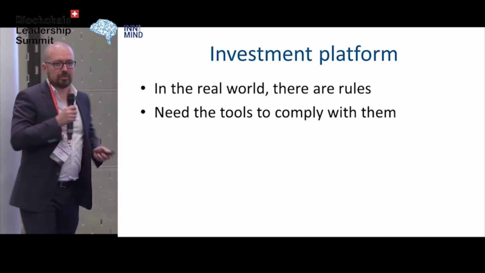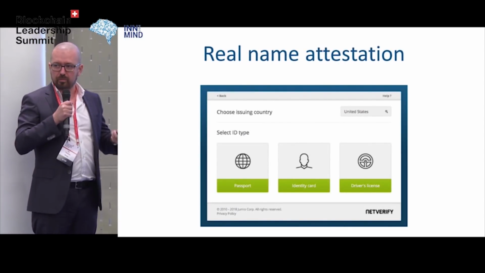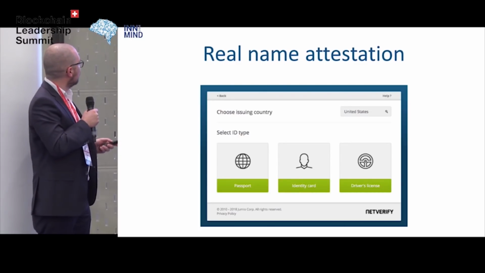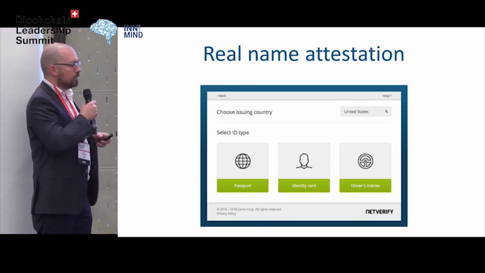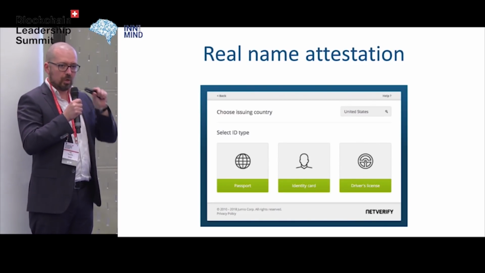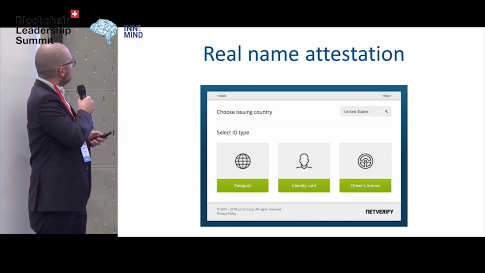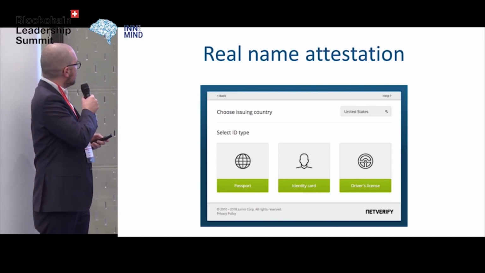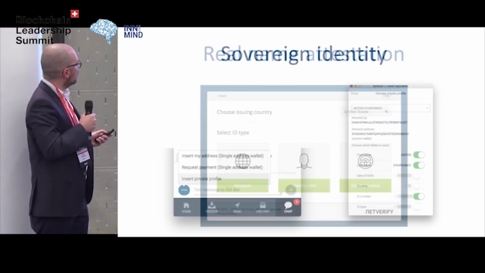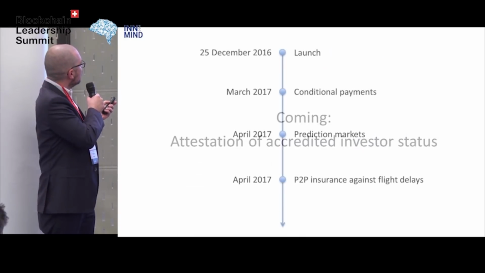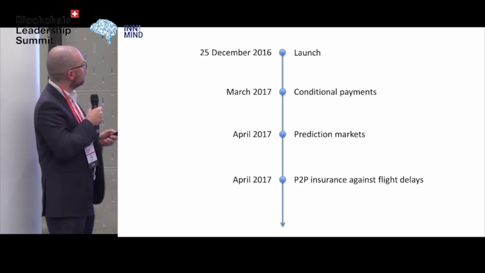Okay, so the first connection is obviously KYC, which is also part of the heart of Byteball. It's embedded in the platform. The second part is sovereign identity, which is a unique feature which allows you to choose which part of your identity you disclose. Coming up is attestation of accredited investor status, which we will introduce a little bit later on. And this is the roadmap, which you're also welcome to ask any of us about today.